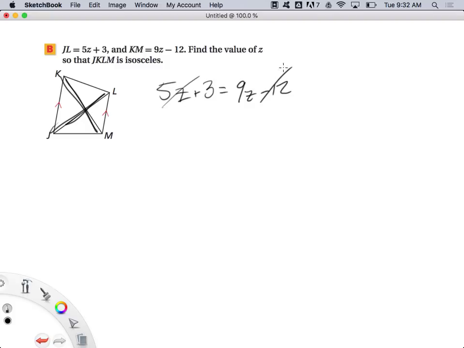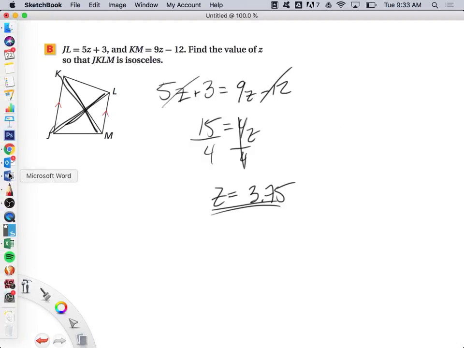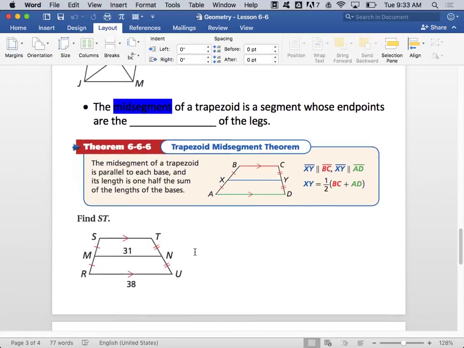Do some quick algebra. I end up with 15 equals 4z. Okay, divide by 4. Z equals 3.75. Okay, I skipped some steps now. You guys know how to do that at this point. Any questions? All right.